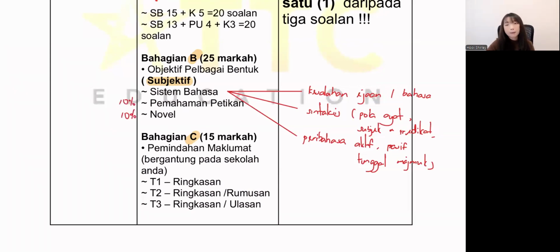Then it's your bahagian C, the subjective. As for the subjective here, Form 1, your teachers will just focus on the ringkasan by right. So the teachers will focus on the ringkasan in your Form 1. So ringkasan, novel, I will tell you about the answering technique. So I just put a mark down here for the novel and also the ringkasan.